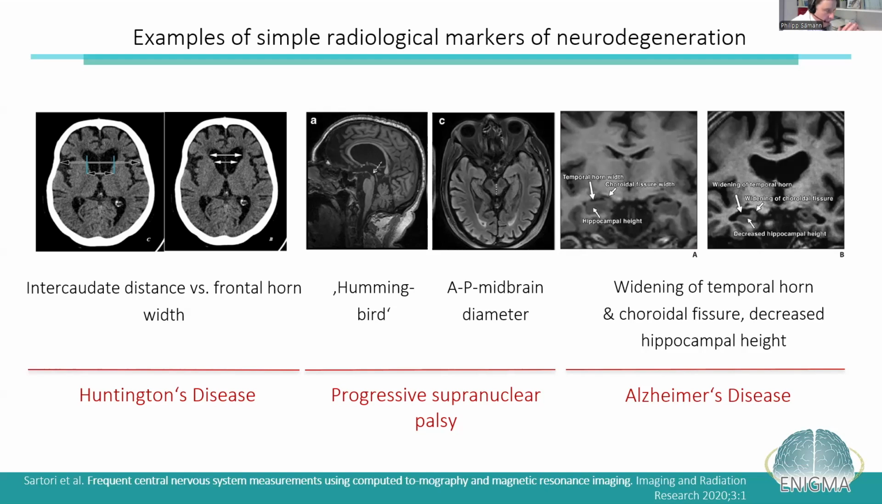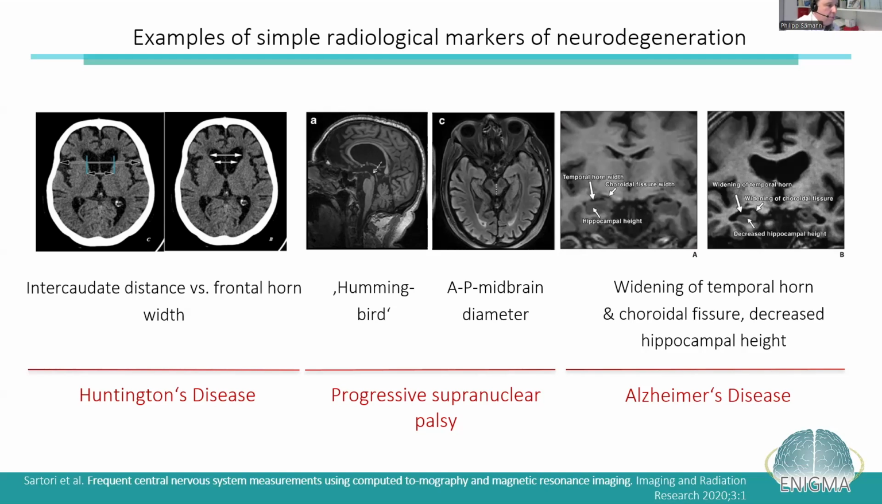disease. In the mid column, you can see an example of what's called progressive supranuclear palsy, a very rare Parkinson's-like disease in which the upper brain stem, that is marked by an arrow here, looks a bit like a hummingbird. So it can also be very complex features that the radiologist is looking for. Also, the midbrain diameter is reduced in this disease.